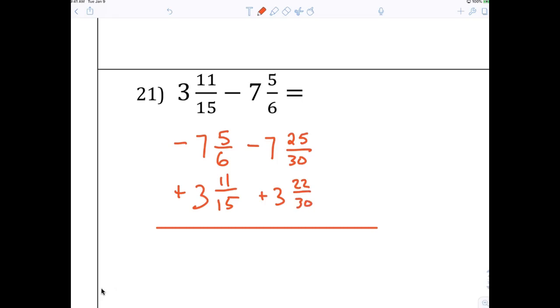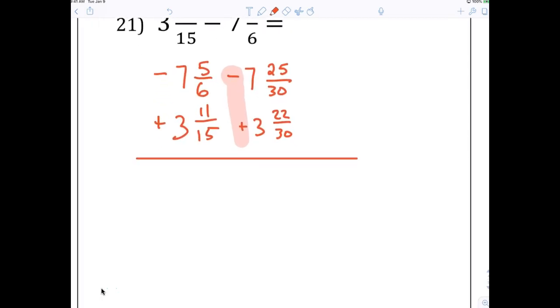Do I have to borrow? No. What do you have for the plus? I just do it because I just do it. You're right. It's not necessary. But I just do it so I can remind myself that I'm subtracting. Why am I subtracting? Because there's a negative and a positive. Right? That's what we're doing.